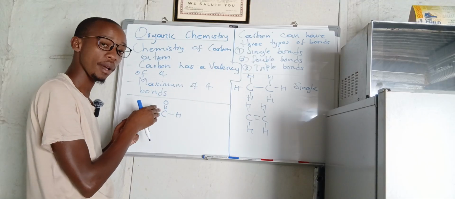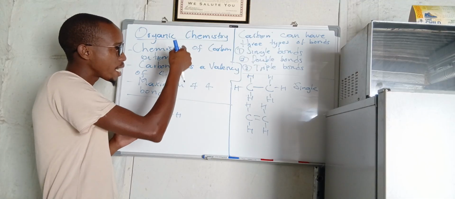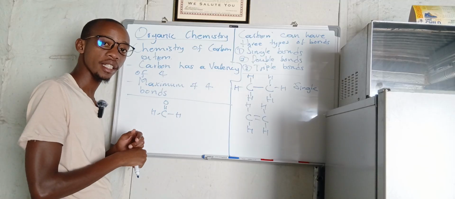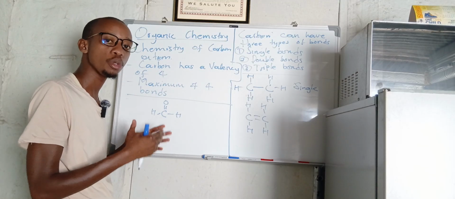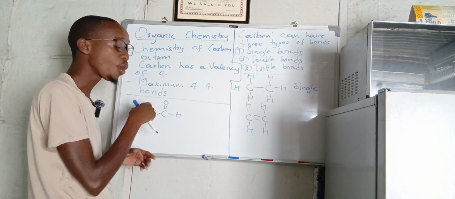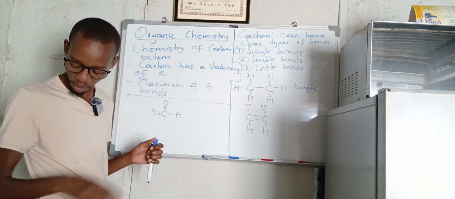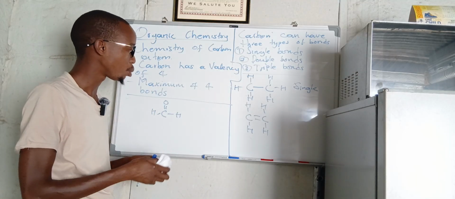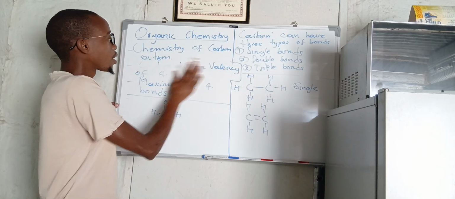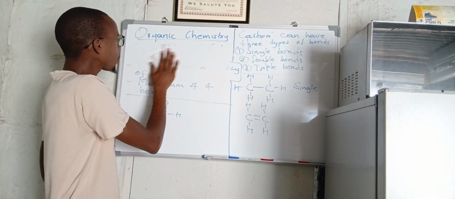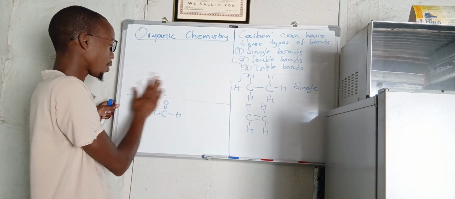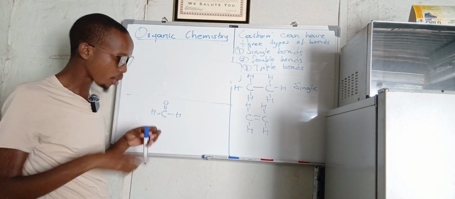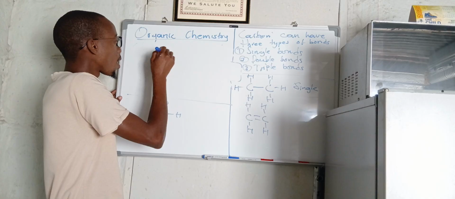As you remember, when I started this video, I listed the different elements that carbon is going to bond with, and oxygen was one of them. Now let me show you the triple bond that carbon is going to make. This triple bond is going to be like this: 1, 2, 3.